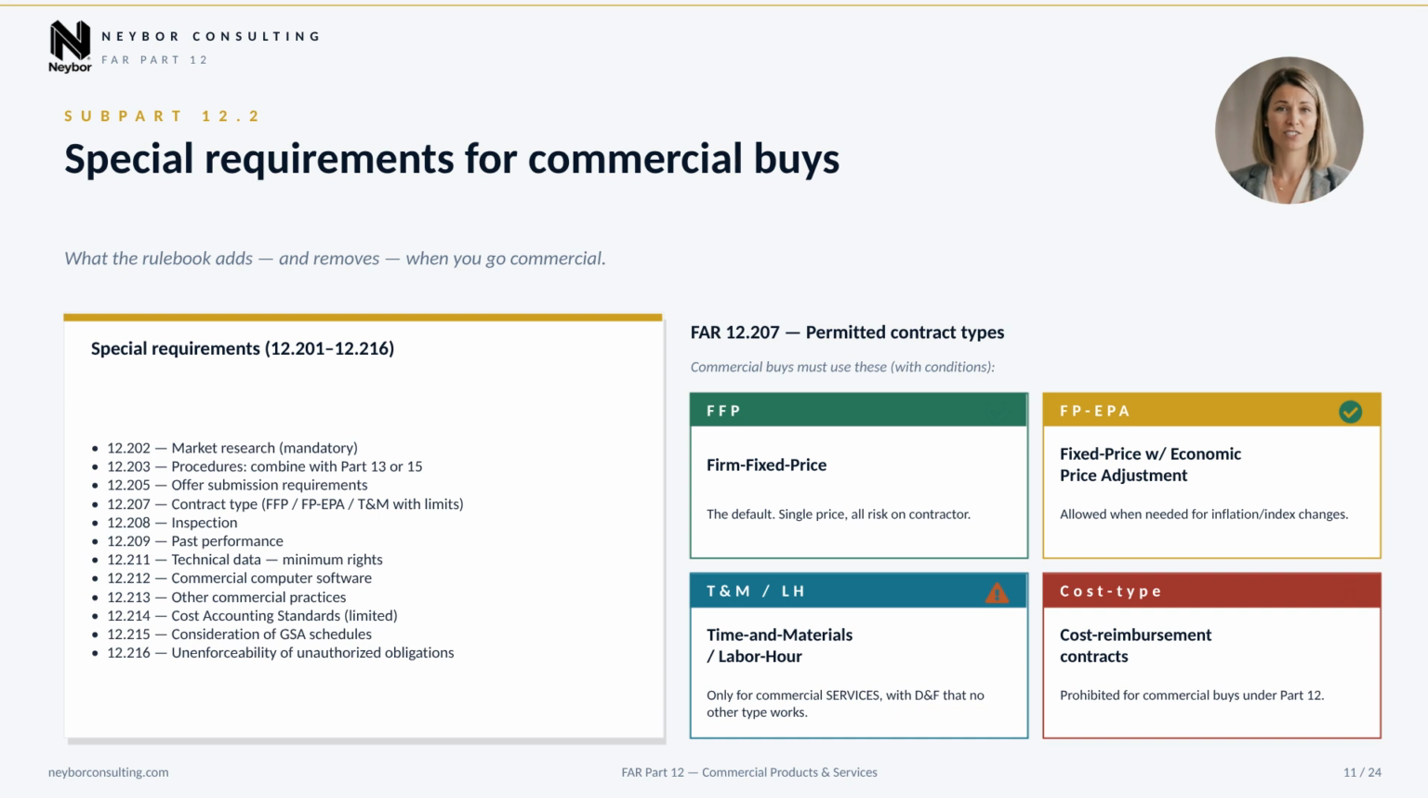On the right is the contract type rule from 12.207, and this trips people up. Commercial buys default to firm fixed price. You can also use fixed price with economic price adjustment when the contract has to deal with inflation or commodity index changes. You can use time and materials or labor hour, but only for commercial services, and only if the contracting officer signs a determination and findings showing no other type would work. And cost type contracts are prohibited entirely under Part 12. So when you propose, expect FFP and price accordingly.